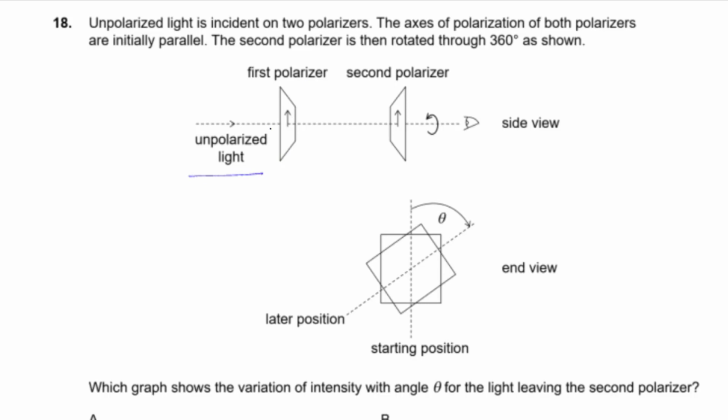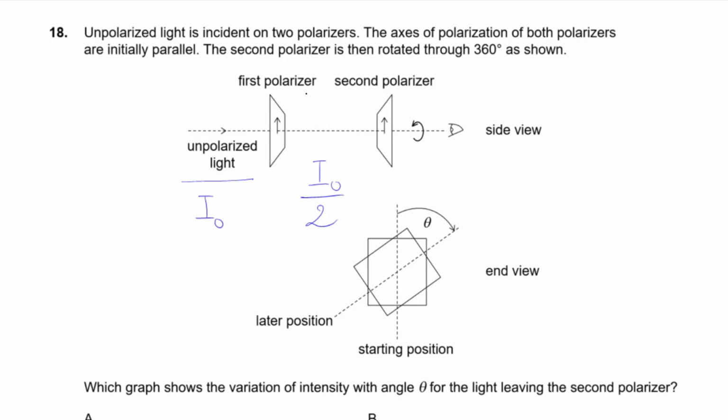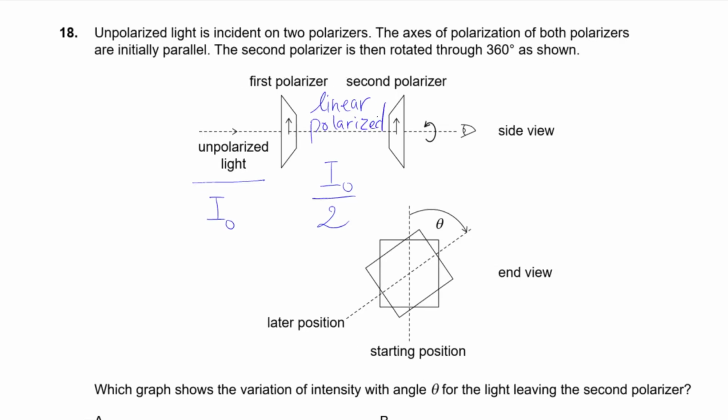So after passing through the first polarizer, its intensity will always decrease by half. So let's assume that I0 is the initial intensity of the incident light. After passing the first polarizer, its intensity will decrease to I0 over 2. Also, after passing through the first polarizer, the unpolarized light will become linearly polarized light, which means that now it has only one direction in which the electric field varies, along the polarizer axis.